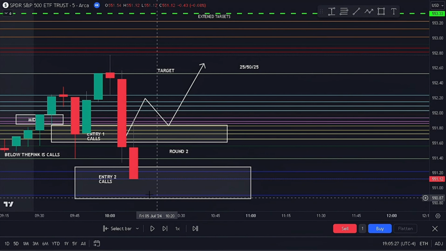Now we're in entry 2. So now I want to take my position. I'm ready for this. So round 2, I want to test the target again, trim 80%, and leave some runners for the extended targets. Okay.